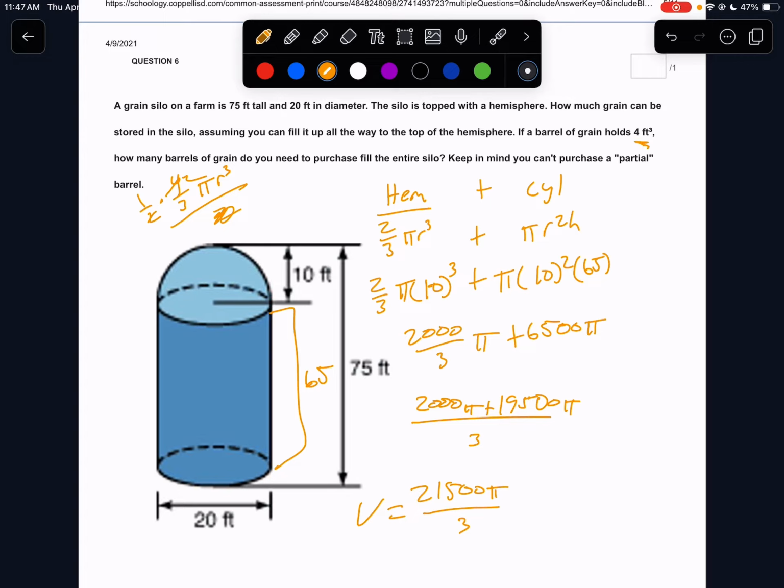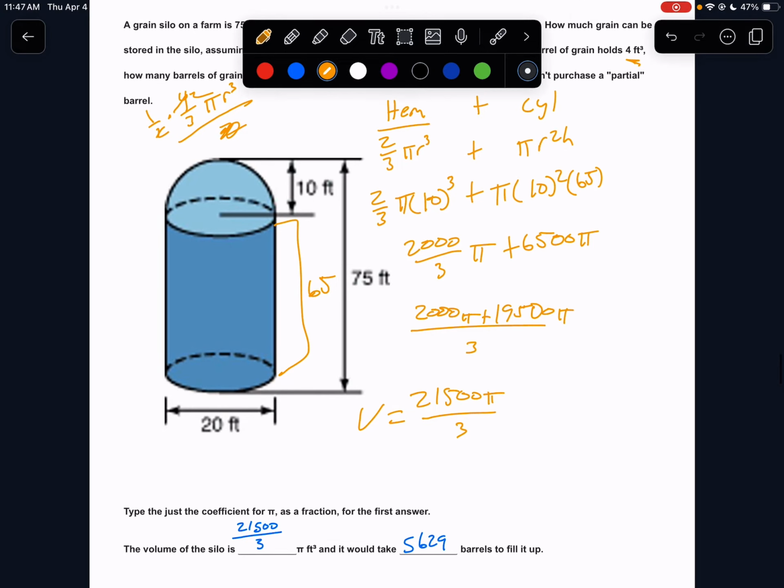That's not a lot. So it's going to take a lot of barrels to fill this thing up. I'm going to take that number and divide it by 4. So that's going to be a huge number, 21,500 pi divided by 3. That's how much space we have, divided by 4. And I get 5628 point, we'll say 0.7.